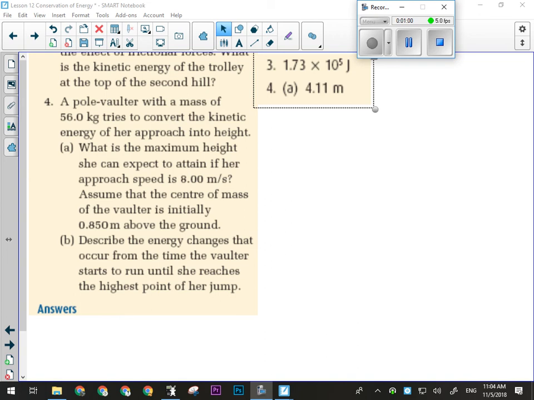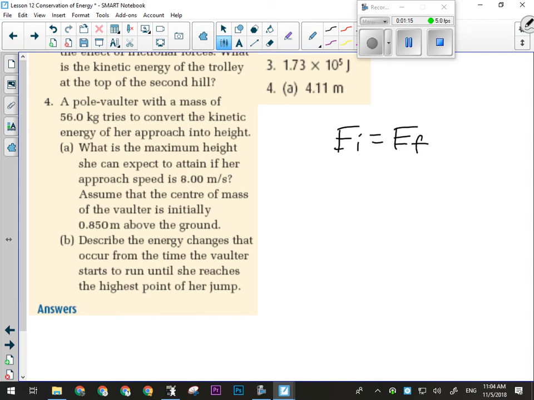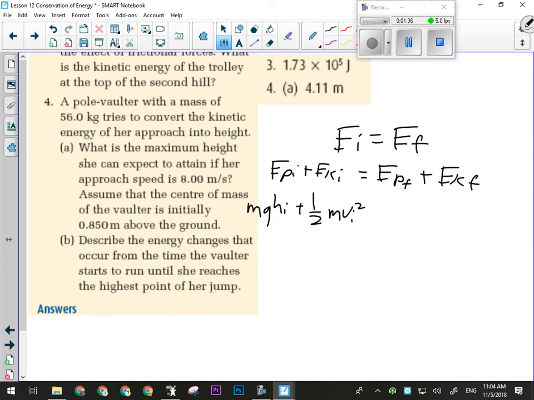So what is her maximum height she can expect to attain if her approach speed is 8 meters per second? Assume the center of mass of the vaulter is 0.850 meters above the ground. Since we don't know otherwise, the initial energy is going to equal the final energy. So initial potential plus initial kinetic equals final potential plus final kinetic. So we'll have m times g times h initial plus 1/2 m v initial squared equals m times g times h final plus 1/2 m v final squared.